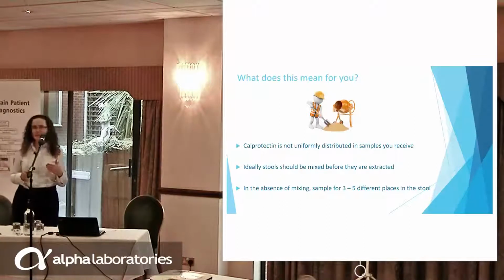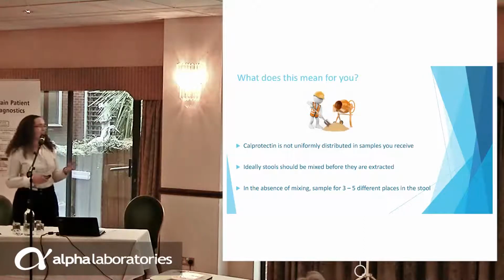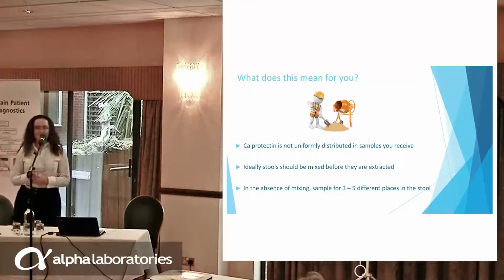So what does this mean for you? It means that in the samples that you receive in the laboratory, the calprotectin is not going to be uniformly distributed. So unfortunately, for you as biochemists, and not like in other stool samples, you've got to mix, because the calprotectin is not going to be uniform. Ideally you need to mix it to ensure that you get the best chance of getting any calprotectin that's there.